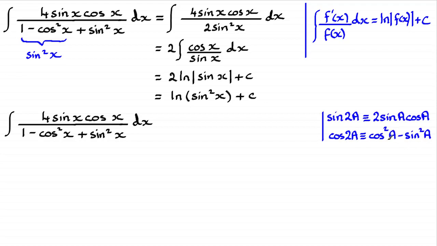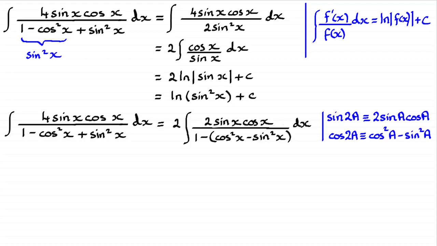And again, if I replace the a with an x, you can see that this looks to resemble something like this. Now, if I was to rewrite the integral in this form, that 4, think of it as 2 times 2, and then we've got sine x cos x. You can see that's got this look here.